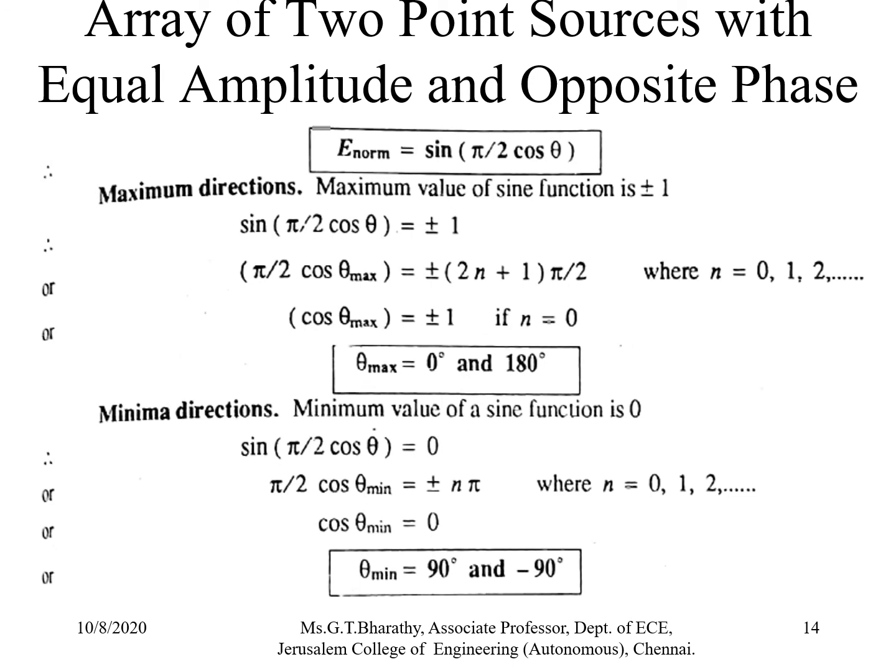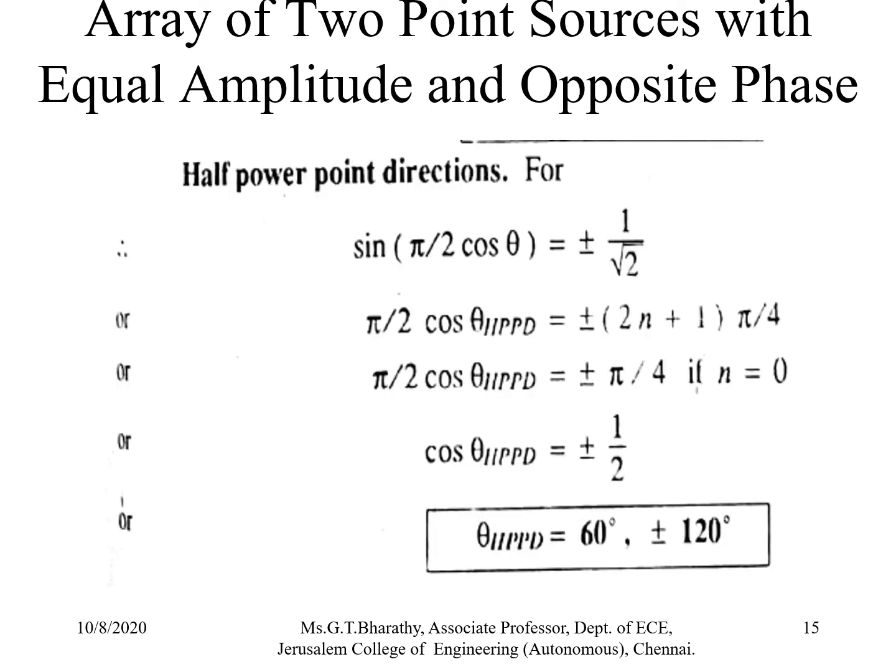Similarly, by substituting sin(pi/2 cos theta) as plus or minus 1, we can get the maximum direction, which occurs at 0 degrees and 180 degrees. And by substituting the parameter sin(pi/2 cos theta) equal to 0, which occurs at plus or minus n pi, we get the minima direction at 90 degrees and minus 90 degrees. Similarly, by substituting the same parameter sin(pi/2 cos theta) equal to plus or minus 1 by root 2, we can find the half power point directions, which is obtained at plus or minus (2n+1) pi/4, which is 60 degrees and plus or minus 120 degrees.